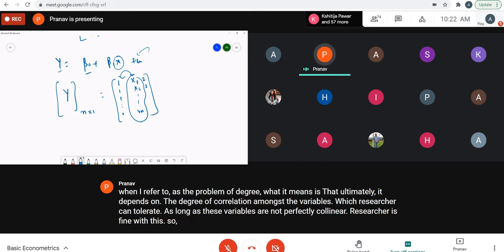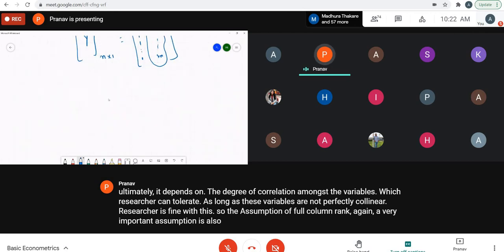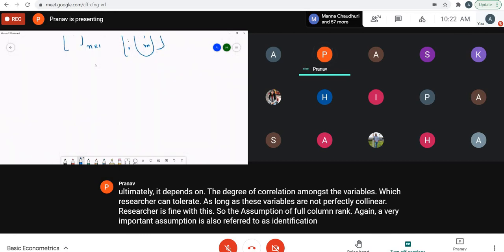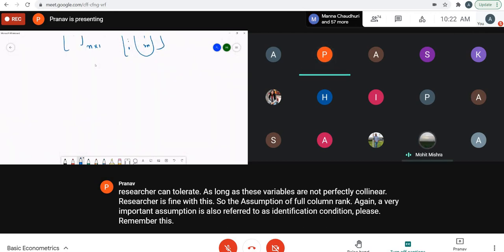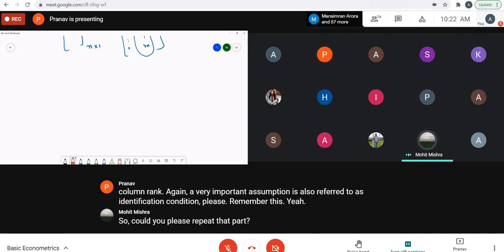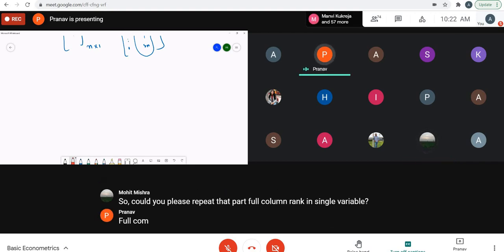So the assumption of full column rank, again a very important assumption, is also referred to as the identification condition. Please remember this. Sir, could you please repeat that part, full column rank in a single variable? Full column rank in a two variable model, come again?